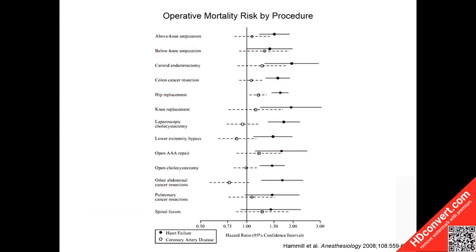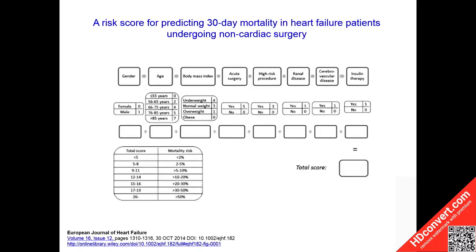The heart failure patients are in the black, the coronary patients are in the open circle. You can get a sense that no matter what type of surgery we're dealing with, the patients who were at highest risk were the heart failure patients. The coronary patients were not at higher risk for almost every surgery up there. And I know it's a little hard to read, but there's a series of orthopedic surgeries, colon cancer resection, cholecystectomies, AAA repairs, etc. It was the heart failure group that had the highest risk overall.